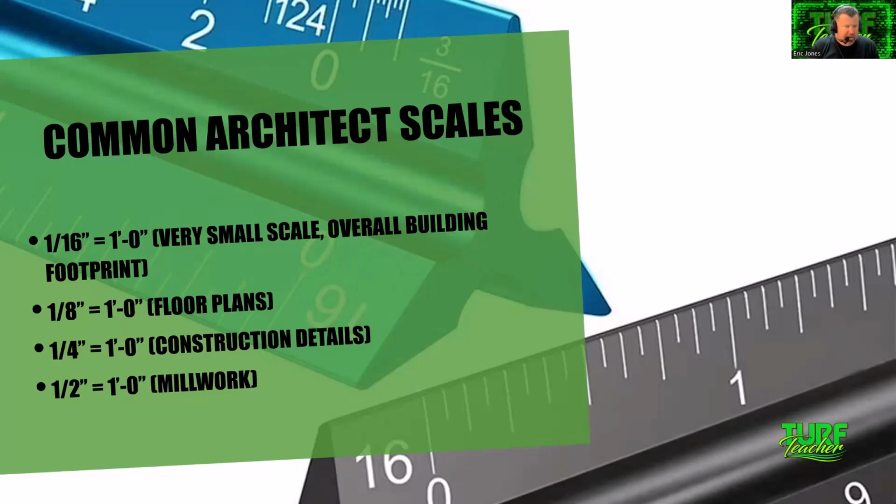1/8 inch equals a foot. Floor plans, 1/4 inch equals a foot. Construction details, 1/2 inch equals a foot. Millwork. In landscaping, in irrigation, there are 4 scales that we're going to see mainly. 2 come from the architect scale. It's going to be 1/8 of an inch equals a foot and 1/4 inch equals a foot.